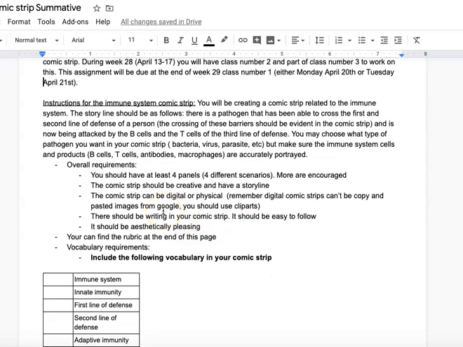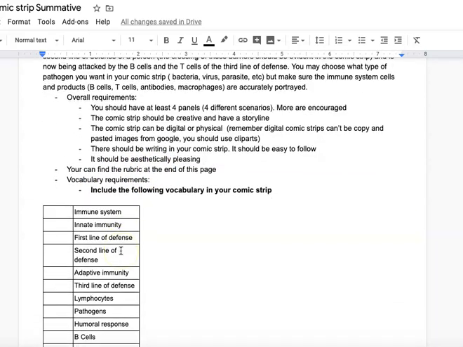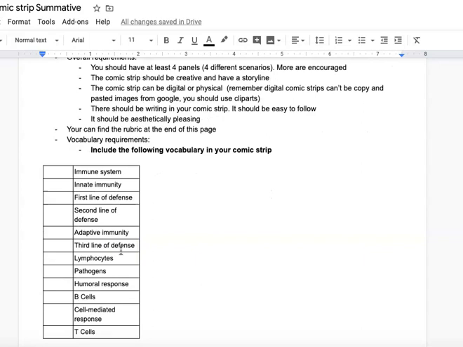There should be writing in your comic strip, so it doesn't only have to be images. There should be writing to tell me the storyline, and it should be easy to follow. It should be aesthetically pleasing. There's also going to be a rubric at the end of this page. I'm going to show you that in a second. There's going to be vocabulary that I do require to see in your comic strips. So this is the vocabulary that I do require to see. You should write at some point that it's the immune system.